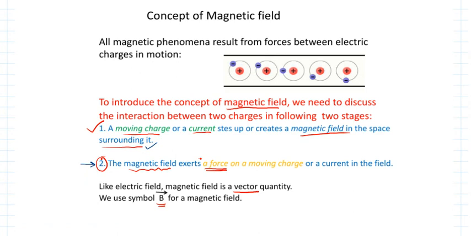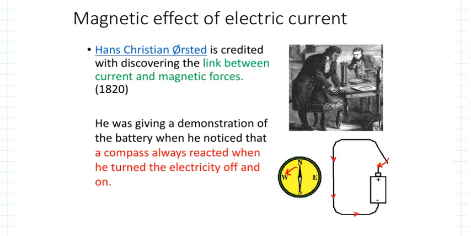Similar to electric field, magnetic field is also a vector quantity, and it is denoted with the symbol B, capital B, and a bar sign on top of that represents that magnetic field is a vector quantity. Now let's understand the experiment by which we were first introduced to this particular effect.